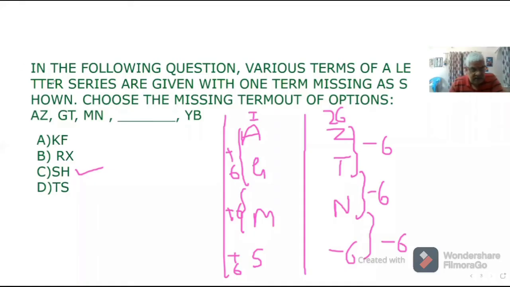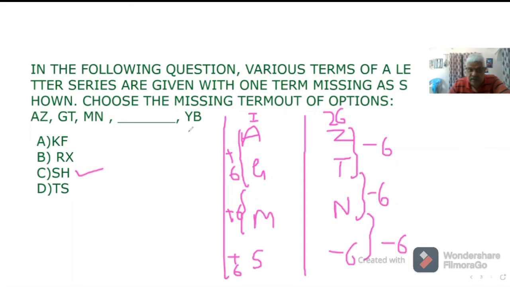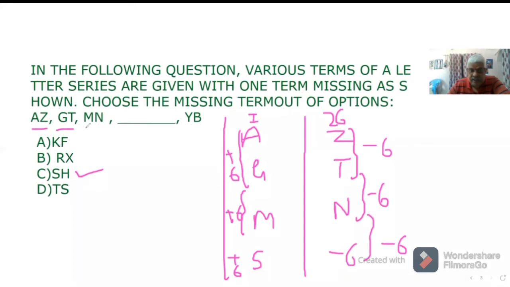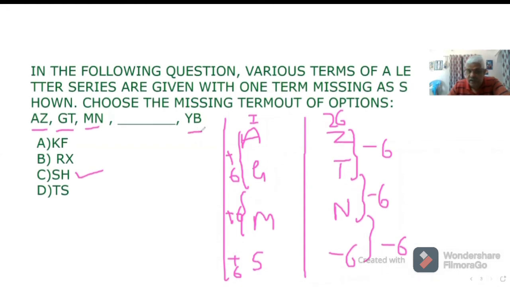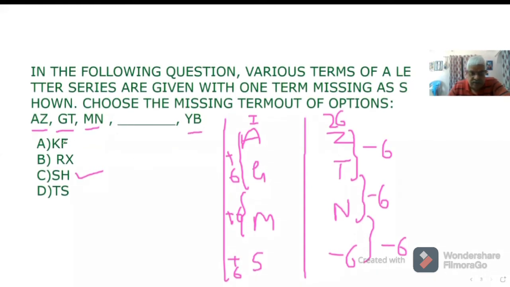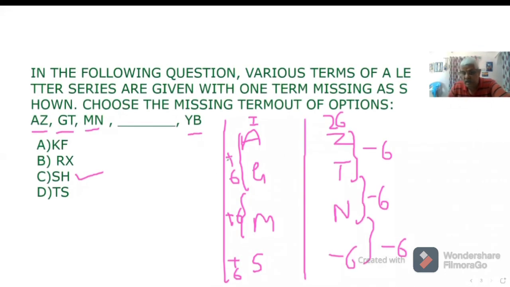Yes, welcome back. In the following question, various terms of the letter series are given with one term missing, as shown. Choose the missing term out of the options given. And the question, observe: AZ, GT, MN, and next is blank, last is YB. And four options are given, option A, B, C, D. How can you get this?